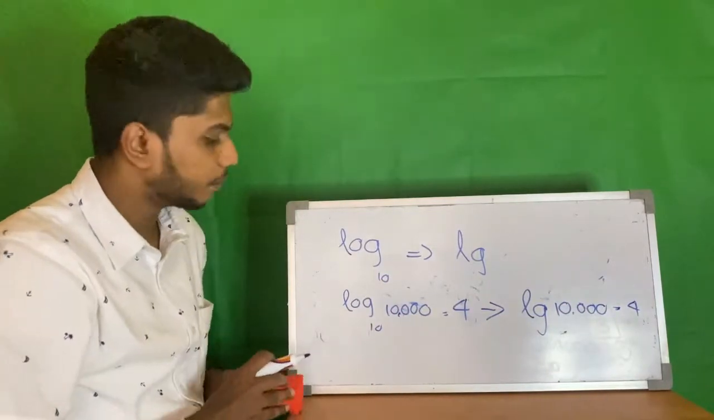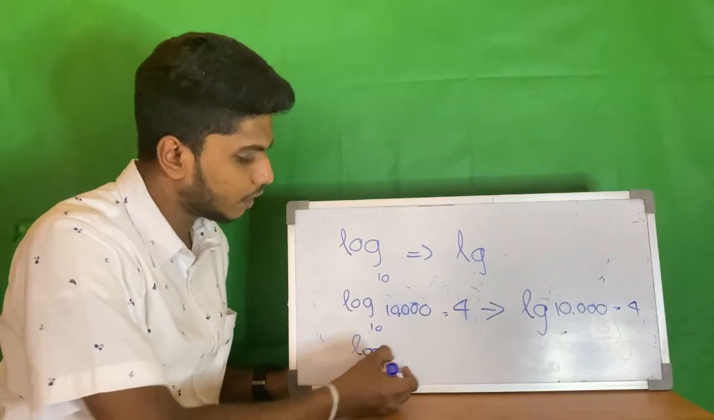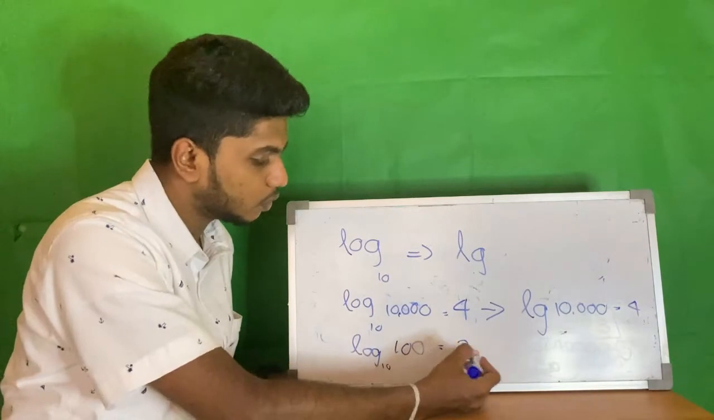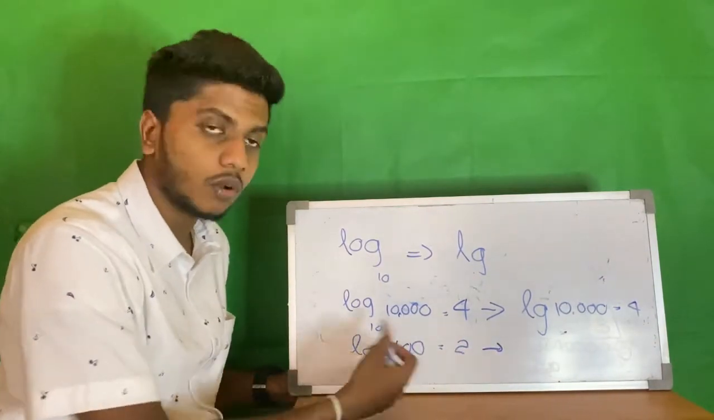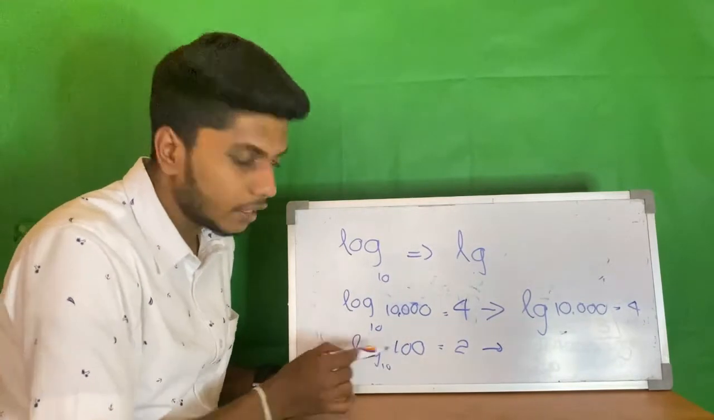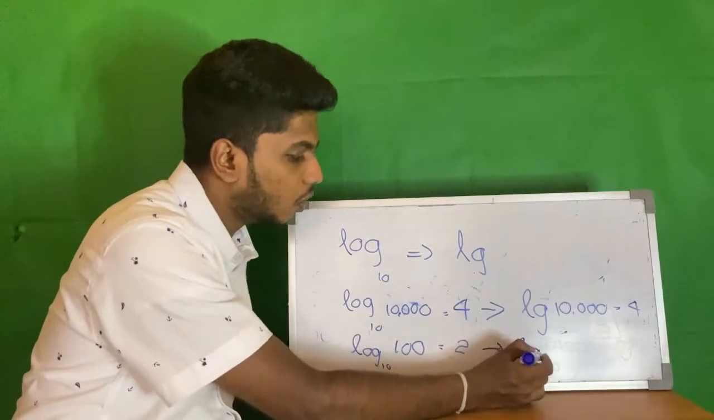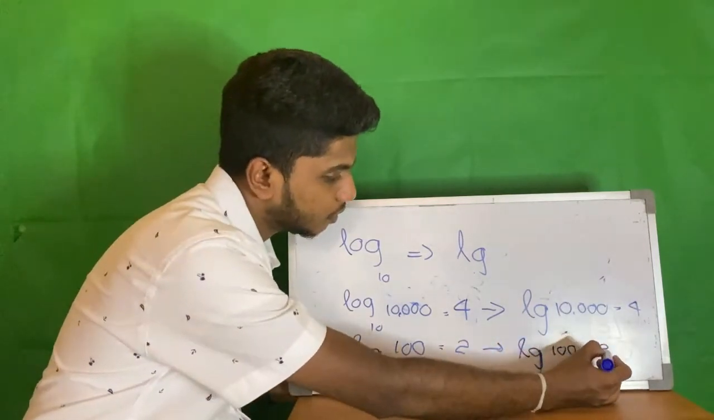So another example, log base 10 of 100 is 2. Usually you know 10 into 10, or else 10 to the power 2, is 100. We can write this in simpler form like this: LG 100 is 2.